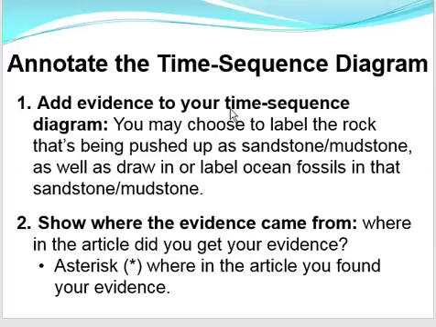Take a moment to annotate the time sequence diagram. So add evidence to your time sequence diagram. There's lots of space on the paper for you to do that. You can choose to label the rocks as either sandstone or mudstone, as well as draw in or label some ocean fossils in that sandstone and mudstone. Show where the evidence comes from, like where did you get this in the article? You might consider putting a little star or an asterisk in the article where you found it. And then ask yourself repeatedly, why does this evidence support the claim?